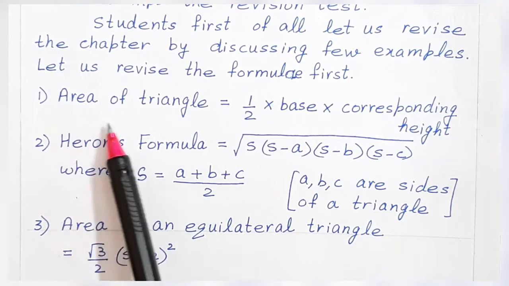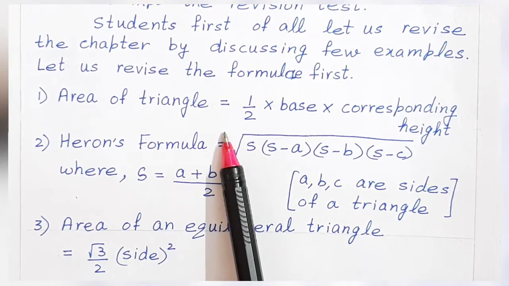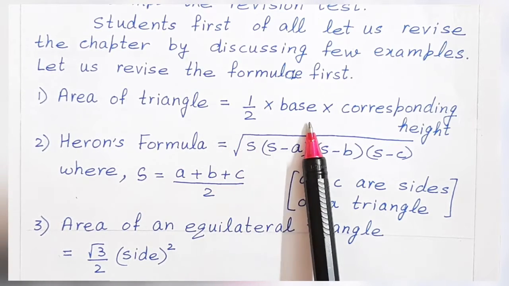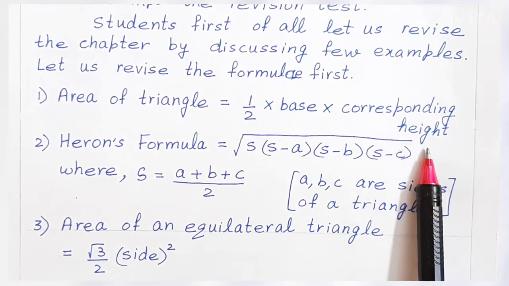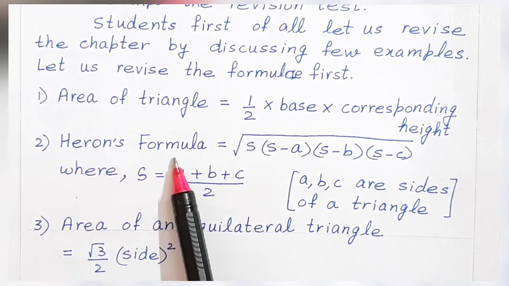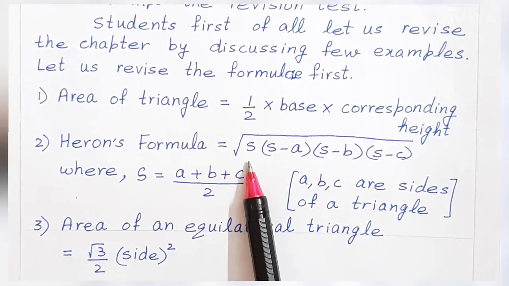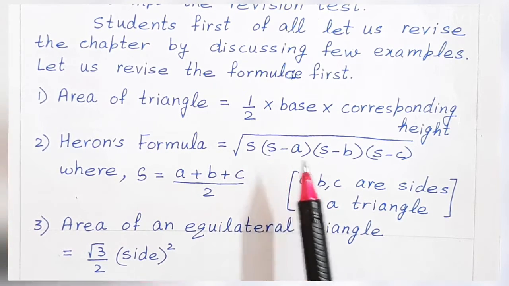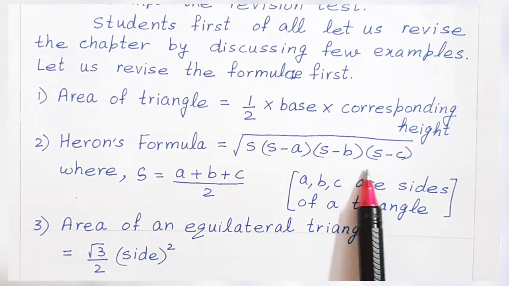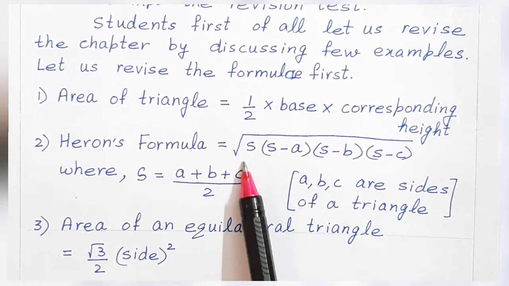So the first one is area of triangle is equal to half into base into corresponding height. Clear? And the second formula, the most important formula here in this chapter is Heron's formula. That is under root S into S minus A, S minus B and S minus C. Now students, what is the meaning of S here?